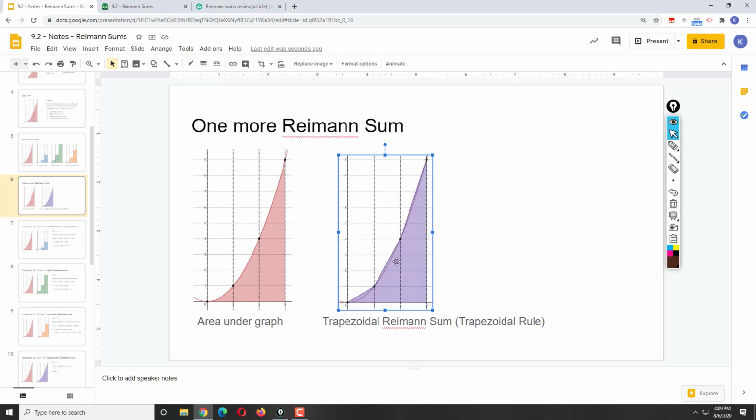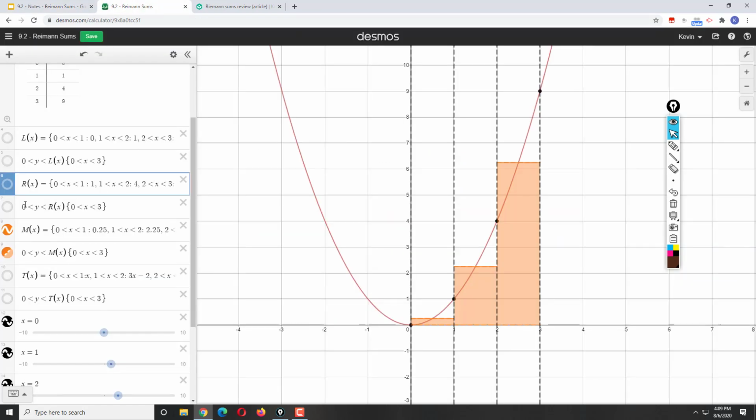Finally, there's one more. We can use the trapezoidal sum. The trapezoidal sum is different. In the left, the right, and the midpoint Riemann sums, we are using rectangles. The height of the rectangle depends on the function. With the trapezoidal sum, we are using trapezoids. So trapezoids look like this.